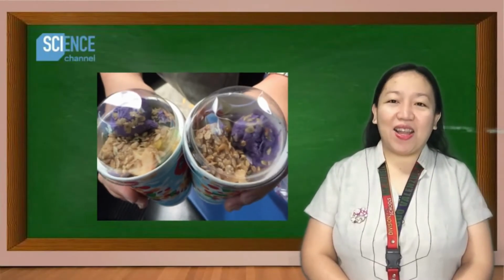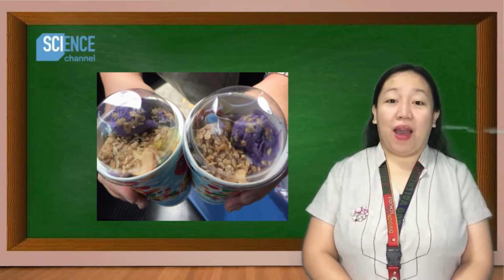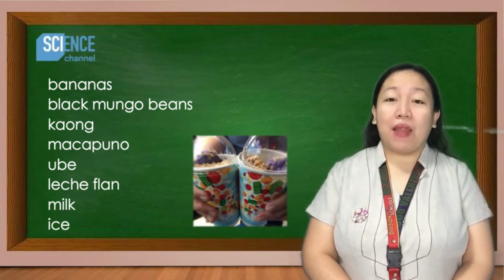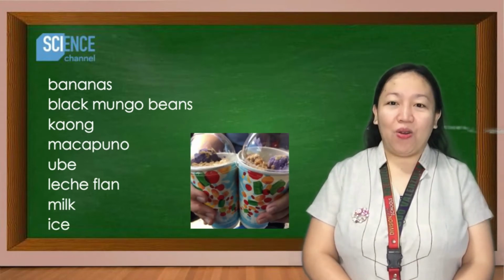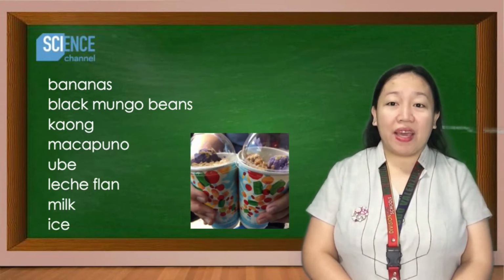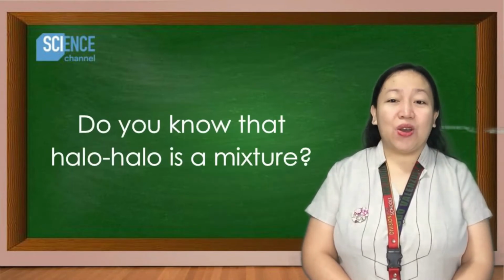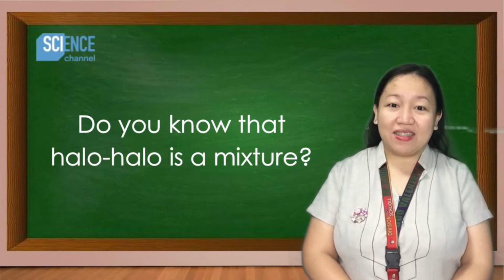Do you like halo-halo? What are the ingredients of halo-halo? Halo-halo consists of bananas, black mango beans, kaong, makapuno, ube, leche flan, milk, and ice. Do you know that halo-halo is a mixture?